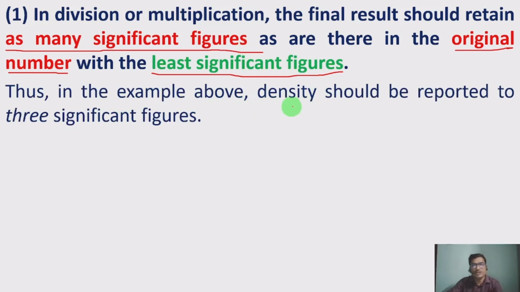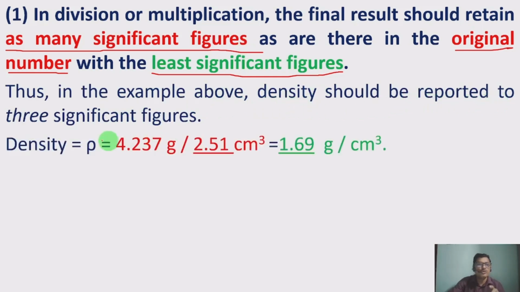Thus, in the example above, the density should be reported to three significant figures. Here the density rho is given by 4.237 by 2.51 centimeter cube. This number has three significant figures, and this has four significant figures. As per the rules, the number in the operation having the least significant figures decides how many significant figures the result should have.